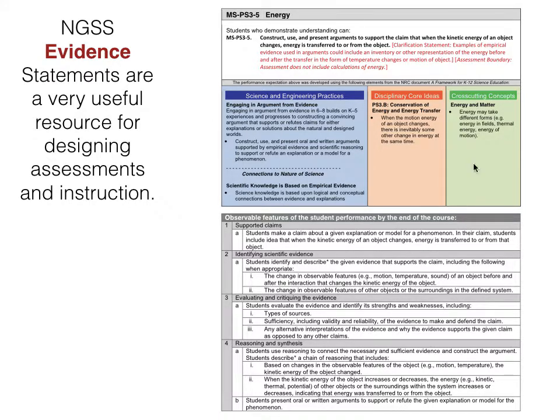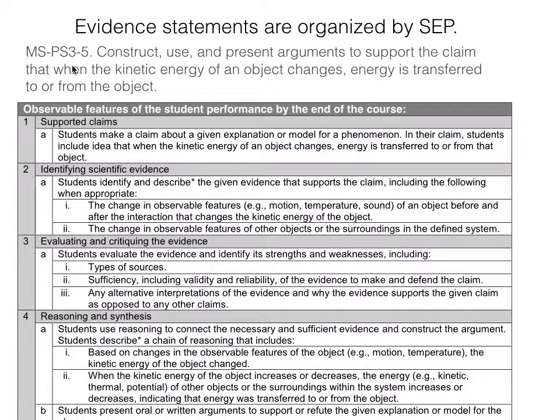They've got the PE at the top, the foundation box, just like in our standards. But the magic is down here below. In this gray box are the actual evidence statements, the observable features of the student performance. Let's zoom in on those. This is a middle school physical science performance expectation, so let's look at it.